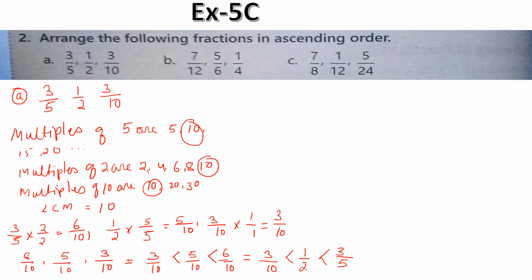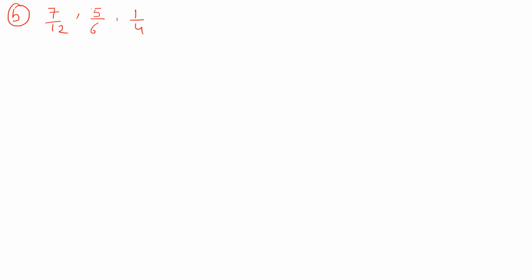Now what is the real number, meaning the quotient? We have to write the quotients in ascending order. So 3 by 10 is represented by 3 by 10, then 5 by 10 is represented by 1 by 2, and 6 by 10 is represented by 3 by 5. Got it, everyone? Now the question is 7 by 12, 5 by 6 and 1 by 4.